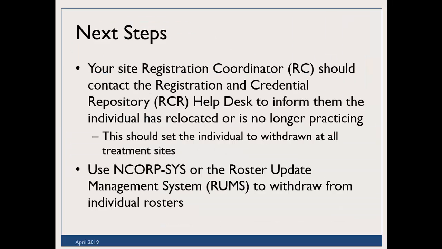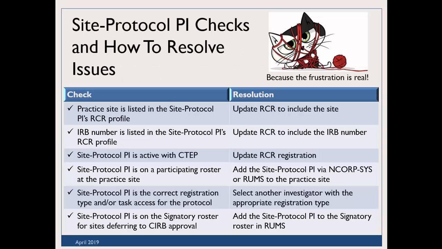Then when you're ready to withdraw that person, certainly for people registered as Associate Plus, non-physician investigators or investigators, have your registration coordinator contact the RCR help desk and inform them that person is no longer going to be at your site. When their CTAP status goes to relocated or withdrawn or inactive, that actually automatically withdraws them from all treatment rosters in RSS. You can also use NCORP SYS in the Roster Update Management System or RUMS to withdraw individuals from rosters.